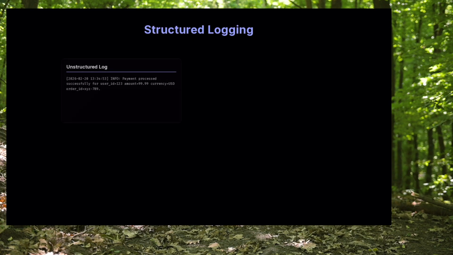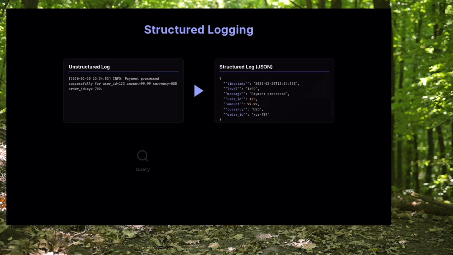Implement structured logging, which outputs logs in a machine-readable format like JSON, making them much easier to query, filter, and analyze programmatically. This significantly enhances the utility of your log data for automated processing and insights.